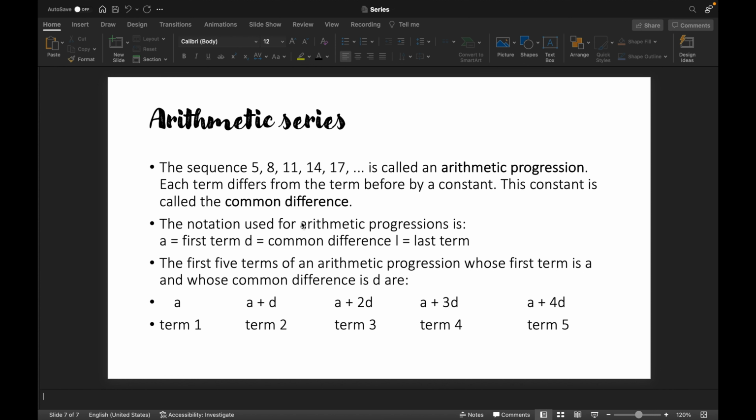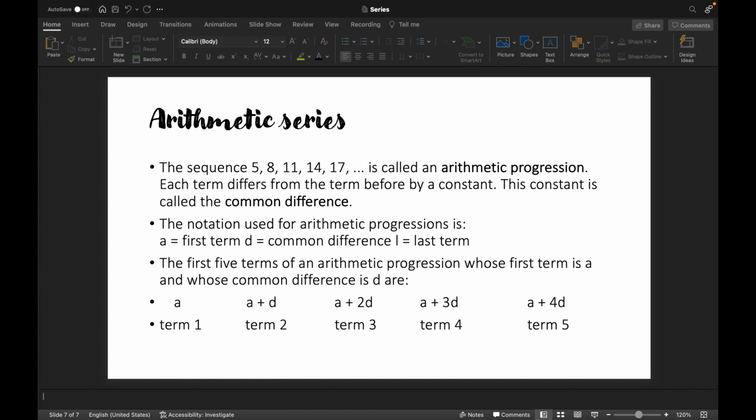The notation used for the arithmetic progression is: a is the first term, d is the common difference, and l is the last term. The first 5 terms of an arithmetic progression whose first term is a and whose common difference is d are: the first term is a, the second term is a plus d, the third term is a plus 2d, the fourth is a plus 3d, and the fifth is a plus 4d, and so on. If you see, the difference between the fifth and fourth term is d, which is the common difference.